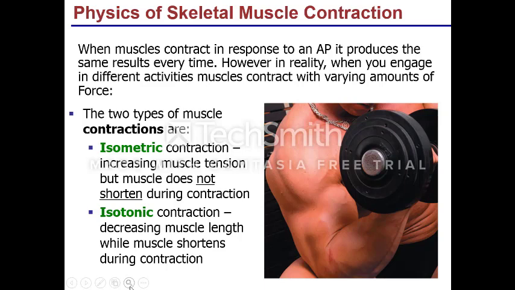Isometric contractions is when there's increasing tension on the muscle, but the muscle does not actually shorten during contraction. This is similar to what happens when you're holding a plank for 1 minute.